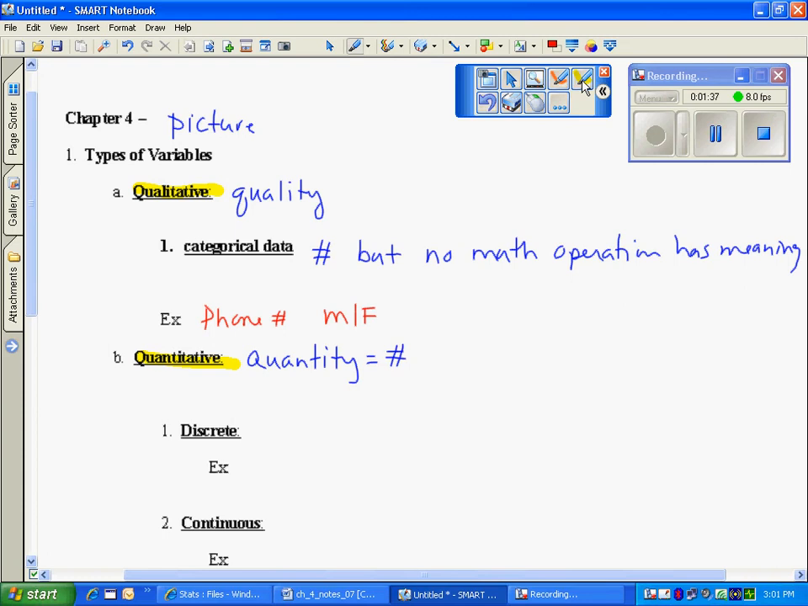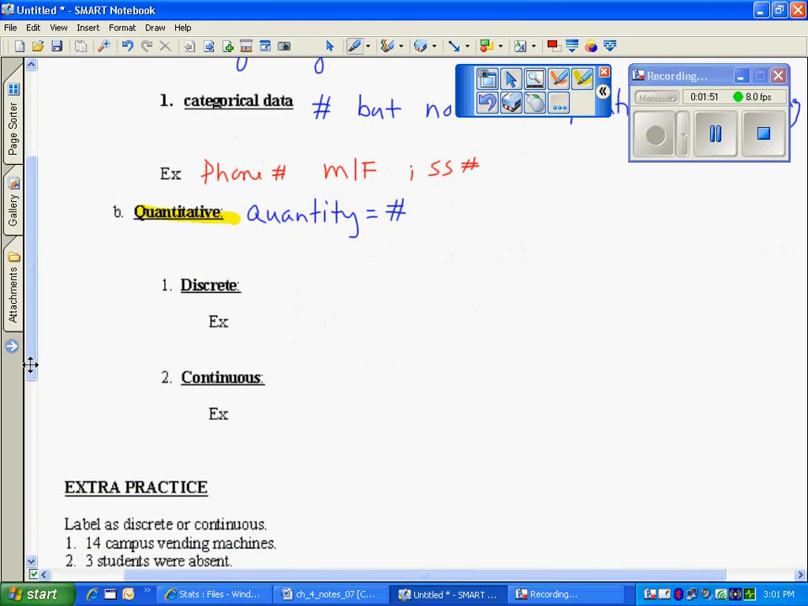Your Social Security number is, again, categorical data. It tells you what state you received your Social Security number in. However, adding Social Security numbers and averaging them has no meaning. When we look at quantitative, that's our numerical data. Mathematical operations work. We apply mathematical operations. And one that we'll be using a lot is finding what we call the average.